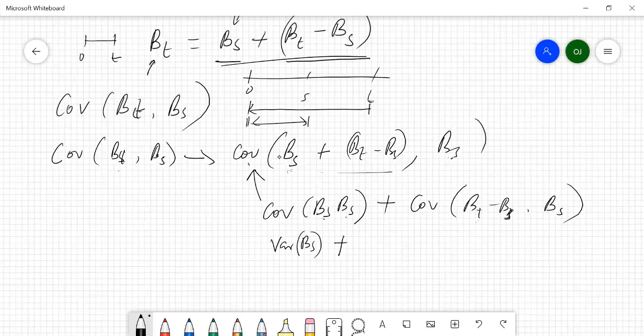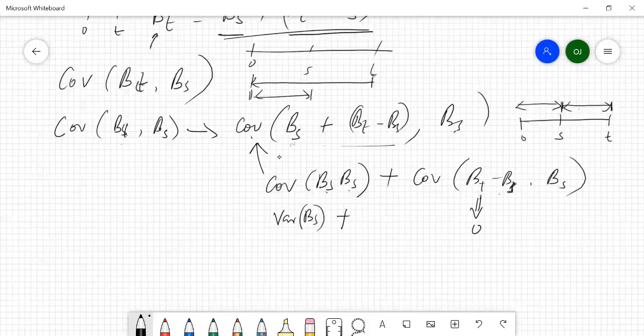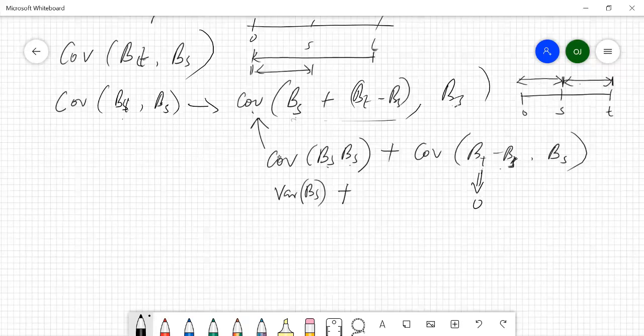We are talking of BT minus BS. If we have that scale, BT minus BS is this region here. Isn't it? BS is this region here. Are you seeing that independent? One is totally independent of the other. There's no overlap, isn't it? And therefore, this covariance is 0. Are you together? Therefore, we are remaining with only the variance of BS.